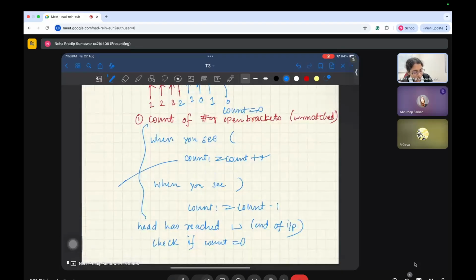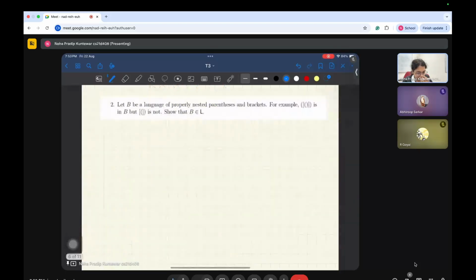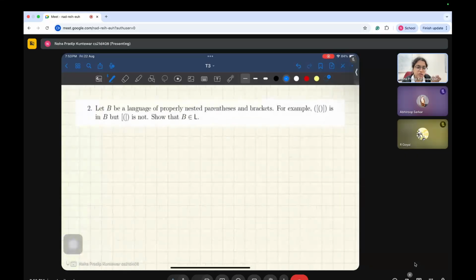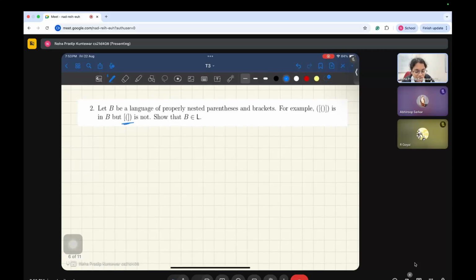Okay, so therefore this is in L. Good. So we'll just tweak the question a little bit. Instead of just this parenthesis, you now have the square bracket also. So basically something like this is not balanced. Within the square brackets, you want everything inside it to be balanced.